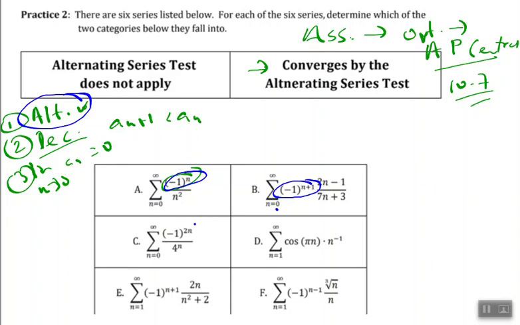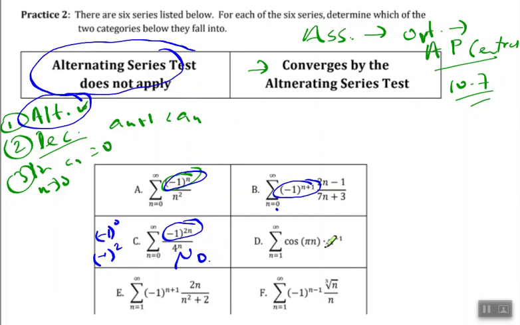Yes. Number C is not alternating because it's negative 1 to the power of 0, which is positive, negative 1 to the power of 2, then to the power of 4. So in our alternating series test, this does not apply. So this will be a no.